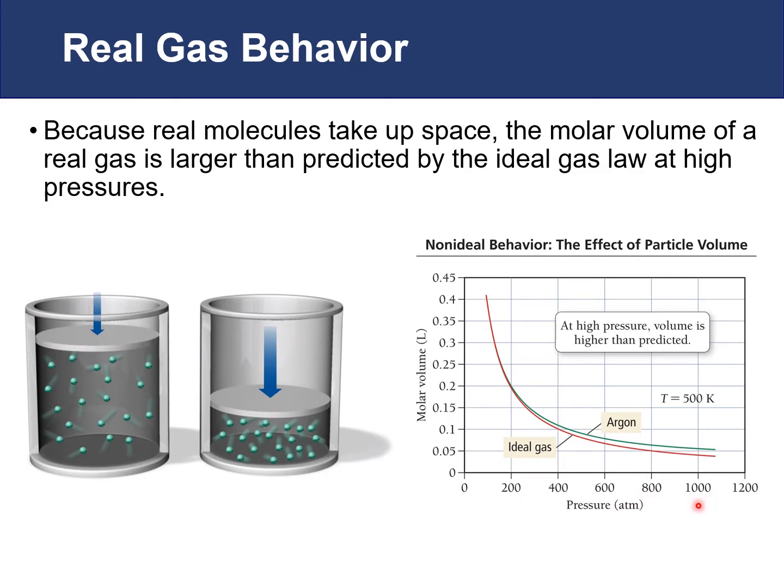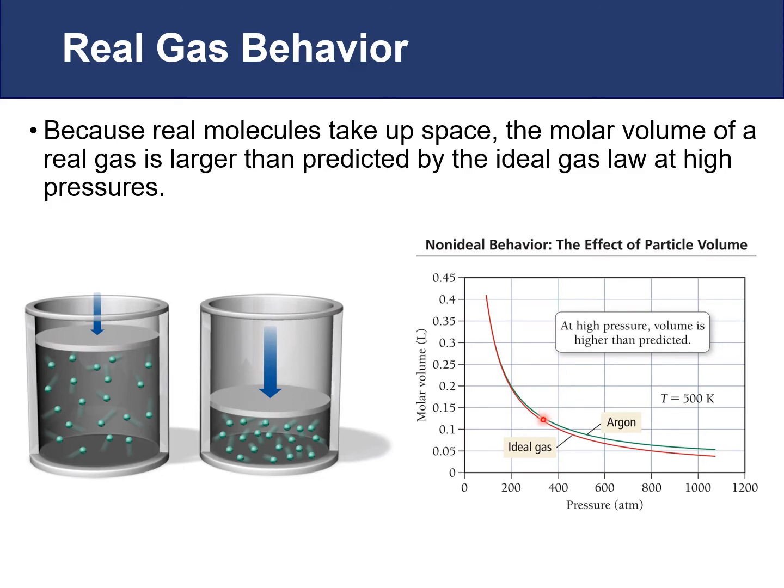This is quite a lot of pressure. The ideal gas is the red line here. And even something like argon, right? Argon is just, because it's a noble gas, it won't form bonds. And so we're just talking about the argon atoms themselves, not a larger molecule.